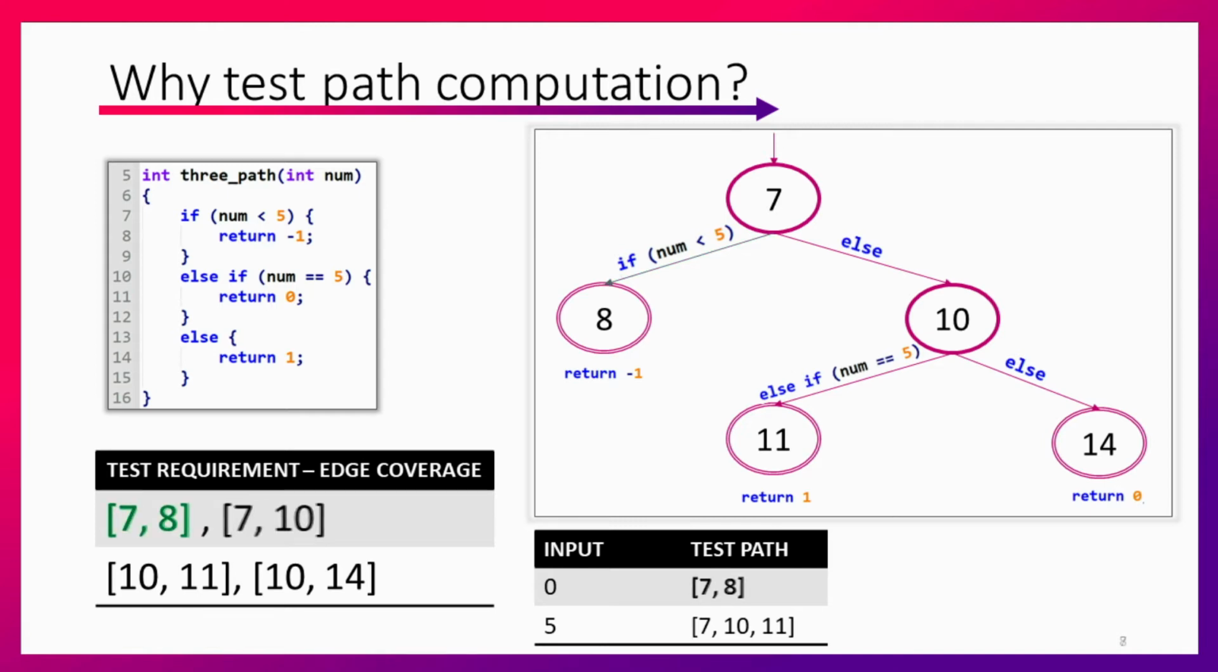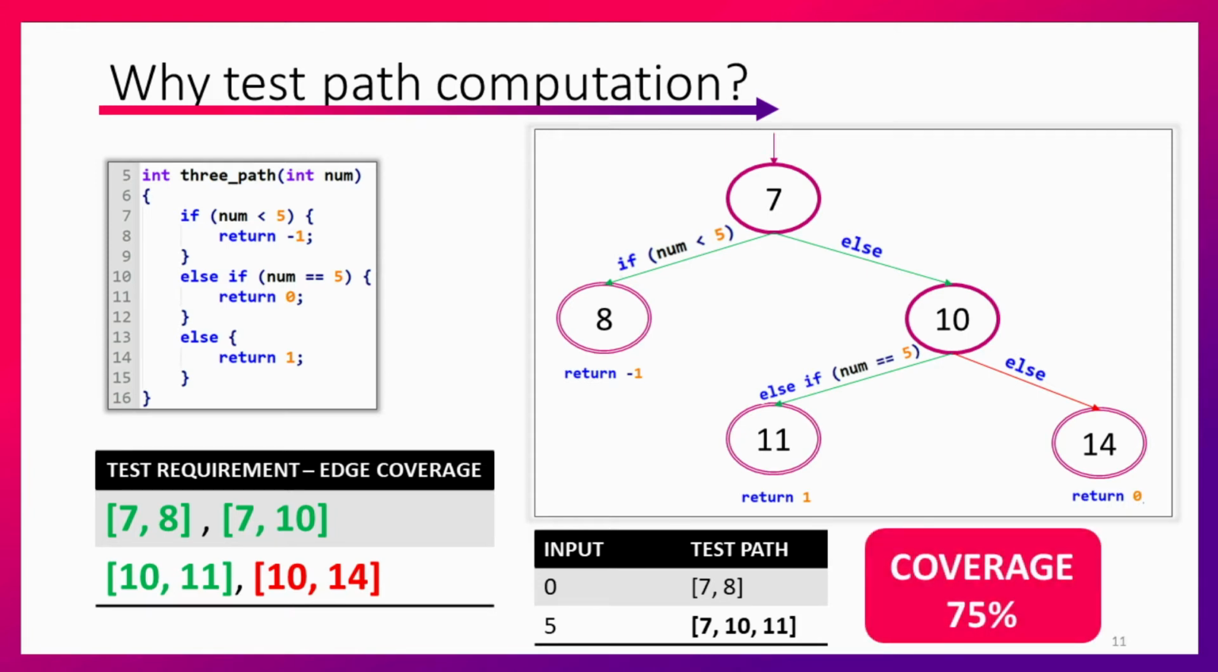In the first test, the test input data is set to the value 0, and in the second test it is set to 5. Each test exercises a single test path in the control flow graph, as shown in the right table. As we can see, our 2 tests covered only 3 out of the 4 test requirements. The path 7, 10, 14 has not been exercised yet. Thus, the tester can add more test paths to improve this test suite.